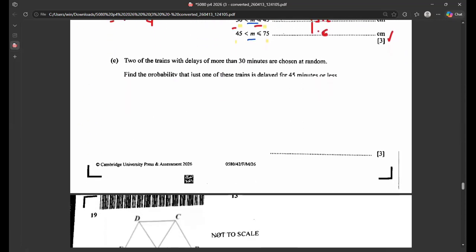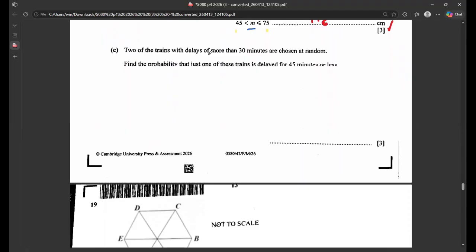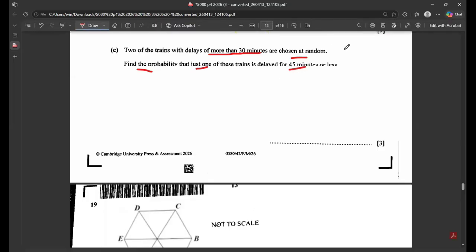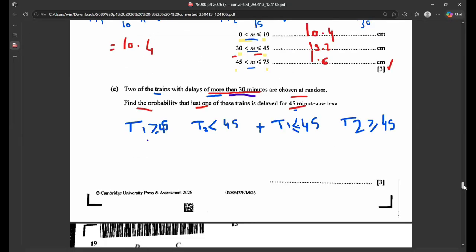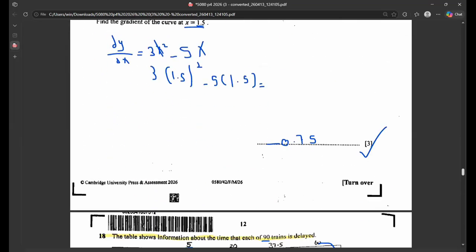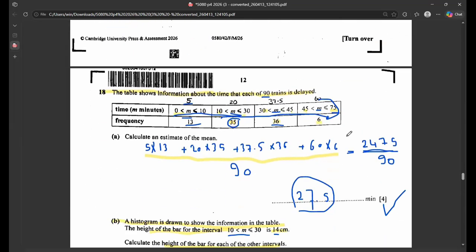The next: 2 of the trains with a delay of more than 30 minutes are chosen randomly. Find the probability that just one of these trains is delayed 45 minutes or less. How many trains are delayed more than 30 minutes? We have the frequencies 36 plus 6, which is 42 trains. 42 trains for more than 30 minutes here.